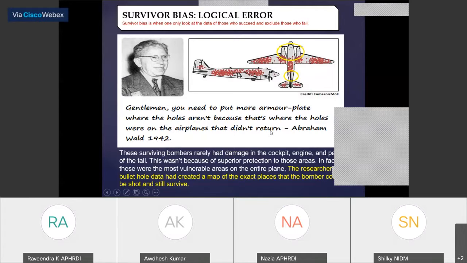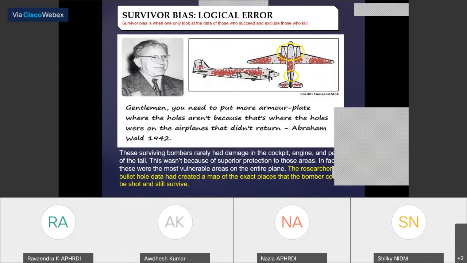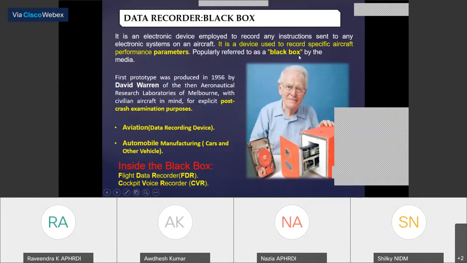It means we do not have to put more armor in this region. We have to put more armor in this region, because this is the data we got from the planes that returned to the runway. But those that did not return were hit in this region. So more armor is required in this region, not in this region. So these are certain errors in assessment, and it also became a tale of technological progress. As a result, we implemented the data recorder, the black box. It is also a reason why aviation is so safe nowadays.